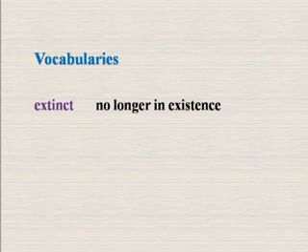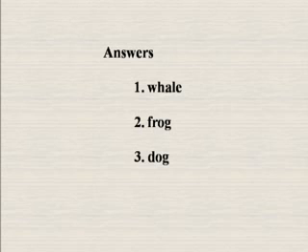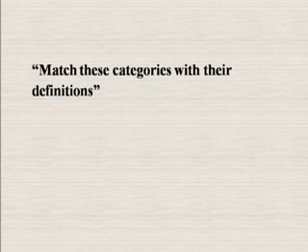Here, you need to know the 2 vocabularies: extinct, no longer in existence; ecological, relating to the balance between plants and animals, people and their environment. Let's check the answers as follows. The answer is number 1 for whale, number 2 for frog, number 3 dog, and the last one is goose.